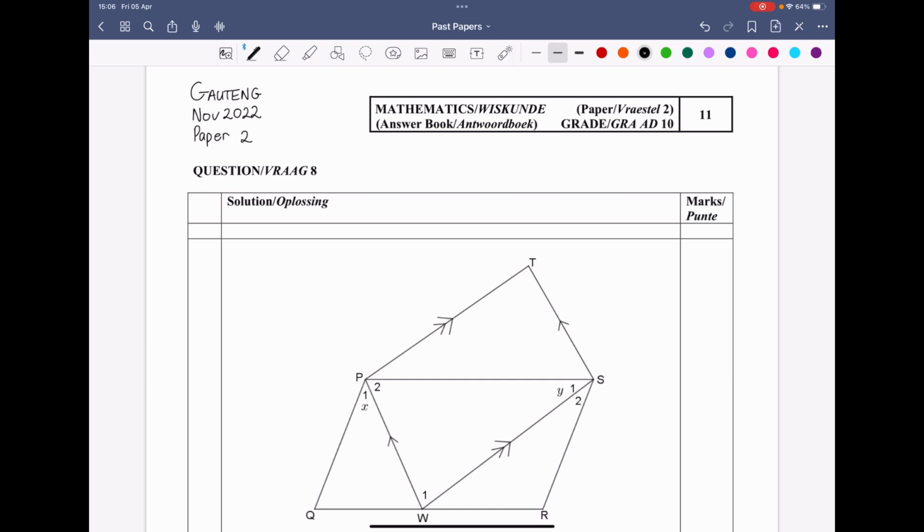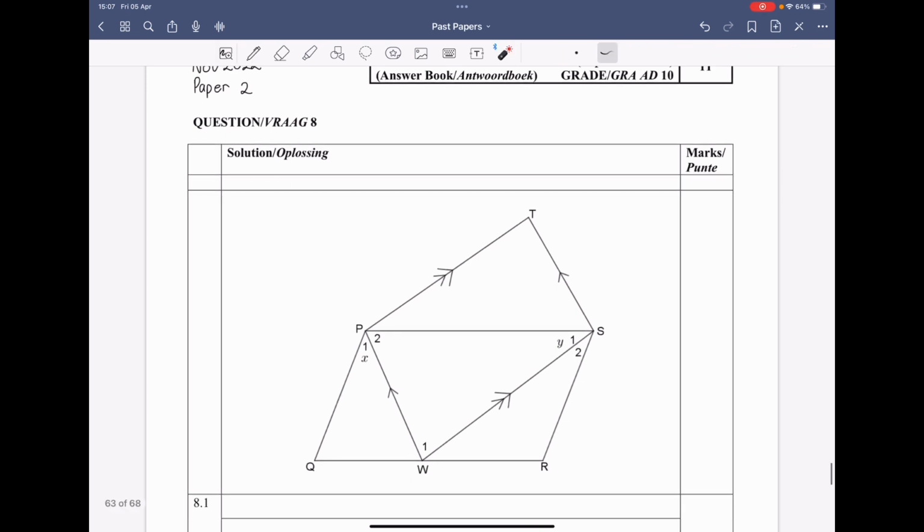Gauteng, November 2022, Maths Grade 10, Paper 2, Question 8. I'm given this parallelogram PQRS, that is this one, and I'm told that PW bisects this angle QPS. So if this is bisected, then that means that this angle is equal to this angle. And I'm also told that SW, this line, bisects PSR, that is this angle.